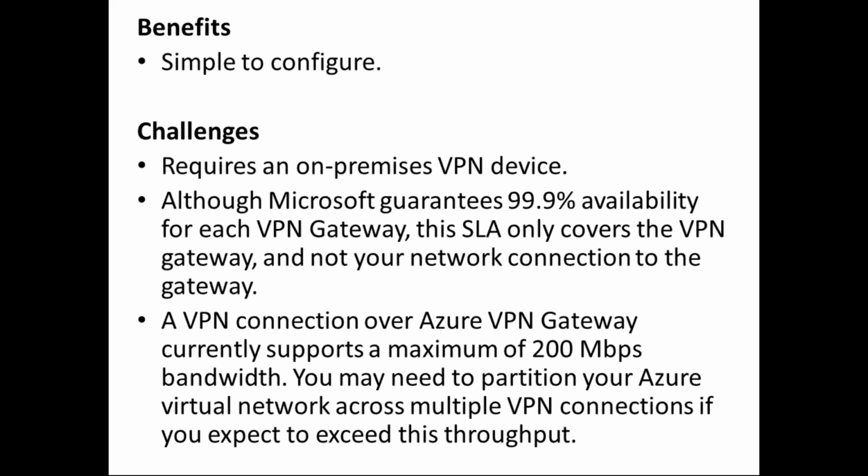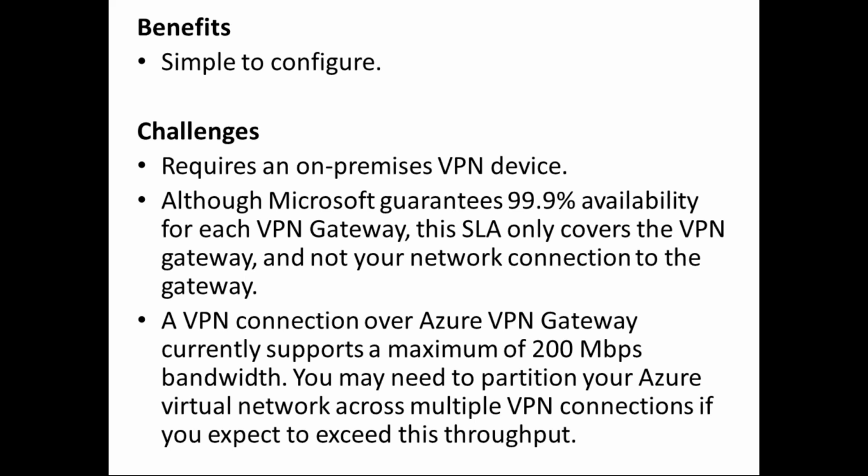Requires an on-premise VPN device. Now that is required for site-to-site connectivity. In today's session, when we will be doing point-to-site connectivity, we do not need an on-premise VPN device. But for site-to-site connectivity, you will definitely need an on-premise VPN device that must not be behind a NAT and that must have a public IP address. So Microsoft says that we're going to give 99.9% SLA availability for each of the VPN gateways that you create, but that SLA is only for the VPN gateway at the Azure end and not for the ISP's network connection.